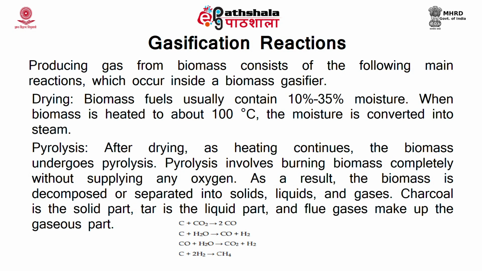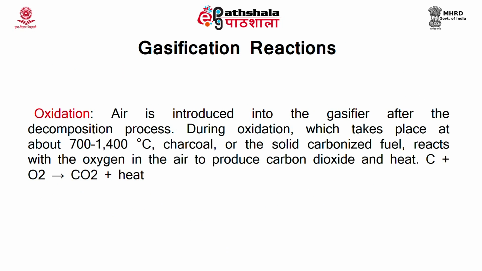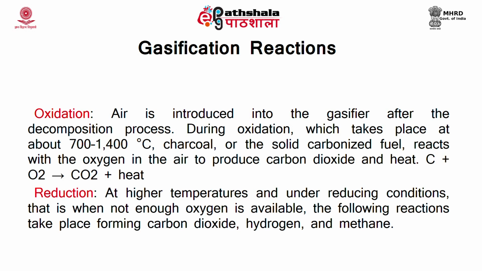After drying, as heating continues, the biomass undergoes pyrolysis. It involves burning of the fuel completely without supplying any oxygen. As a result, the biomass is decomposed or separated into solids, liquids and gases. So, charcoal is the solid part, tar is the liquid part and flue gas makes up the gaseous part. Now, the third step is the oxidation. Here, air is introduced into the gasifier after the decomposition process. During oxidation, which takes place at about 700 to 1400 degrees Celsius, charcoal or the solid carbonized fuel reacts with oxygen in the air to produce carbon dioxide and heat. That is C plus O2 gives CO2 plus heat. Next is the reduction step.